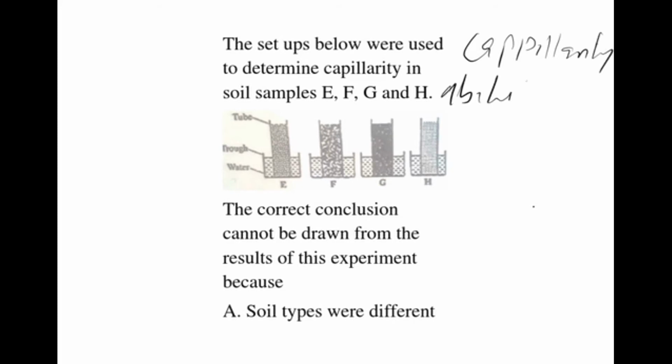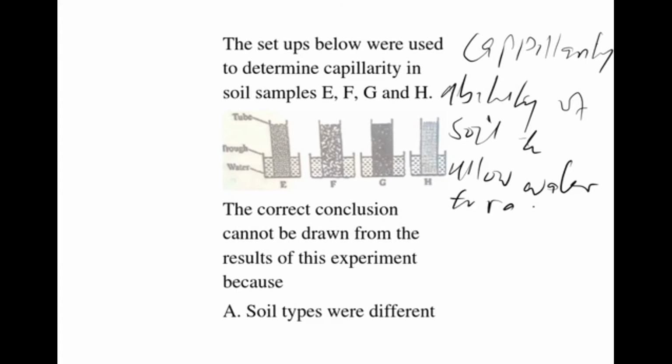Ability of soil to allow water to rise. So different types of soil allow water to rise at a different rate depending on the sizes of the soil particles. So when carrying out the experiment on capillarity, there are some things that need to be the same.